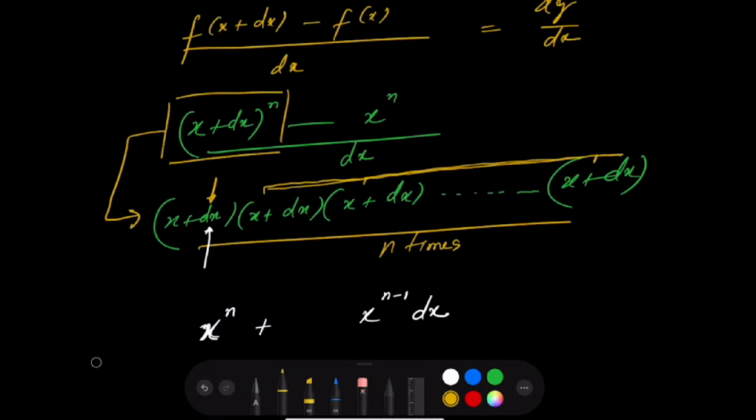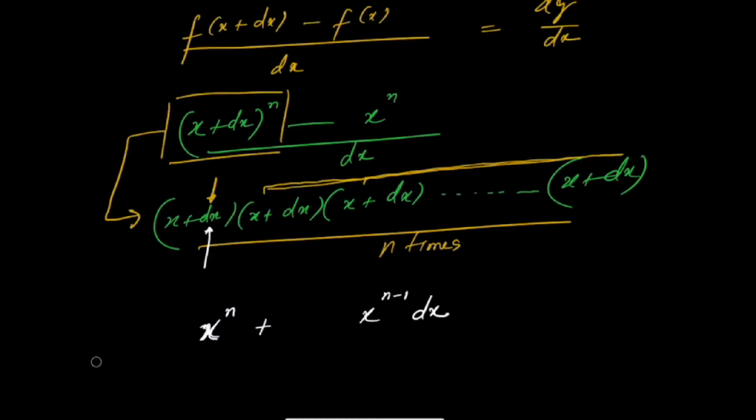Second option is to take dx from the second bracket. You will get dx here and multiply x's from all the rest of the brackets. You will get a second similar term. Now third possibility: you take dx from the third bracket and all the rest of the brackets you multiply by x. That is the third possibility. In that way you can do it n times because you have n brackets.